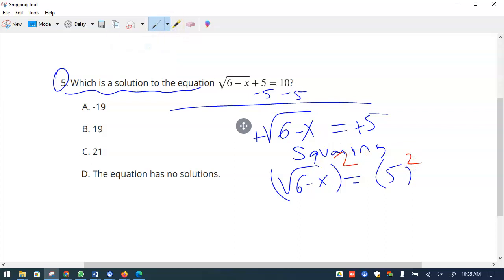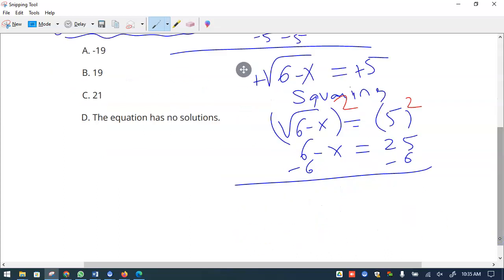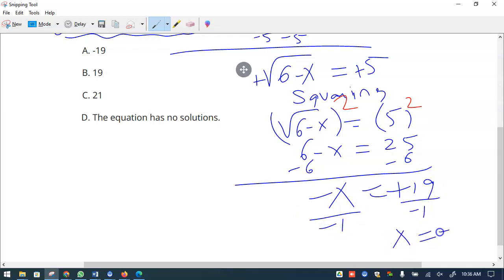So the left side will be just 6 minus x. 5 times 5 is 25. Subtract 6. So you get minus x equals minus 19, sorry, plus 19. And divide by minus 1, get x equals minus 19.